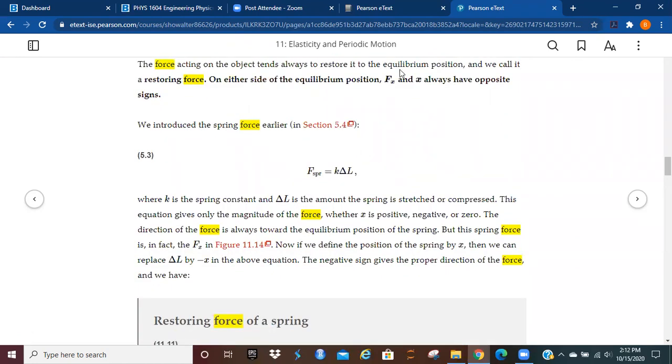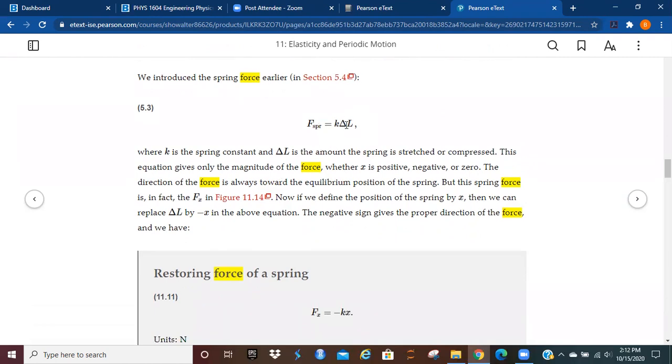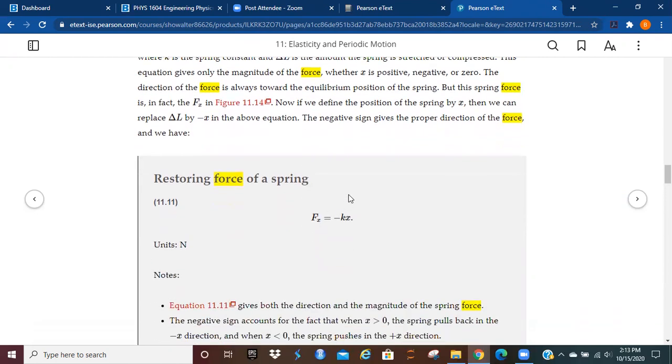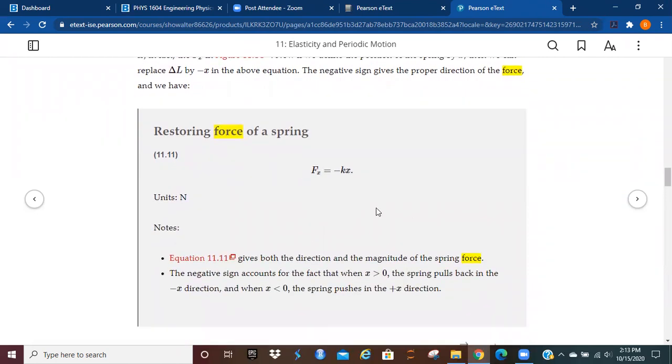So on either side of the equilibrium, f of x and x always have opposite signs because of the way the x direction is defined and the action of the force. The force is always trying to oppose its displacement. The spring force earlier was introduced as k times the change in L. If we replace the change in L by minus x, we end up getting our Hooke's law formulation of the force, which we've come to know and in some cases may hate.